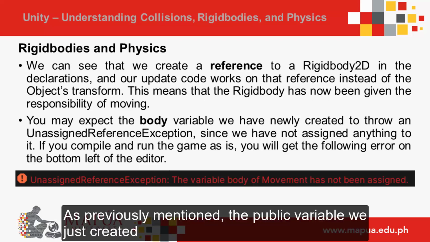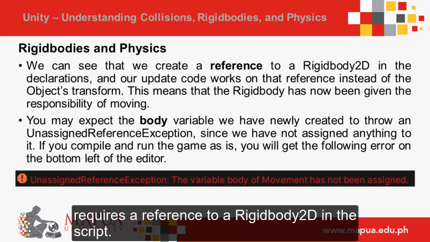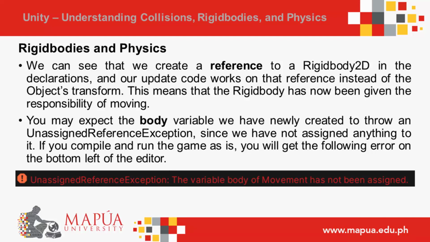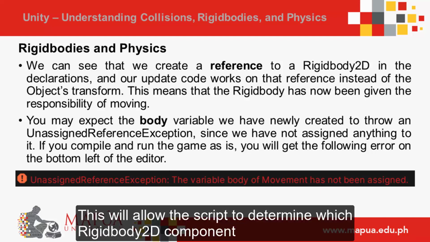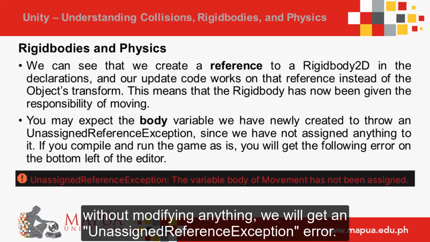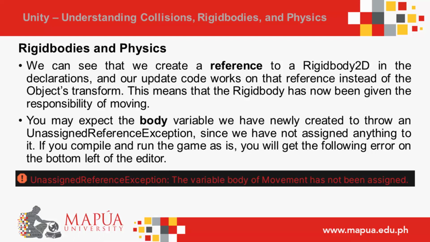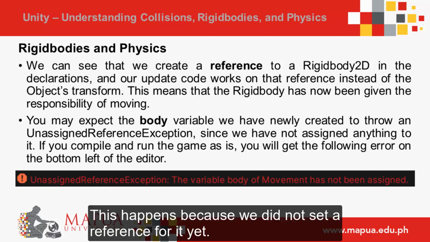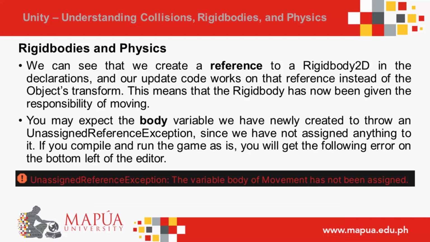As previously mentioned, the public variable we just created requires a reference to a rigid body 2D in the script. This will allow the script to determine which rigid body 2D component should be manipulated. If you hit play without modifying anything, you will get an unassigned reference exception error. This happens because we did not set a reference for it yet.